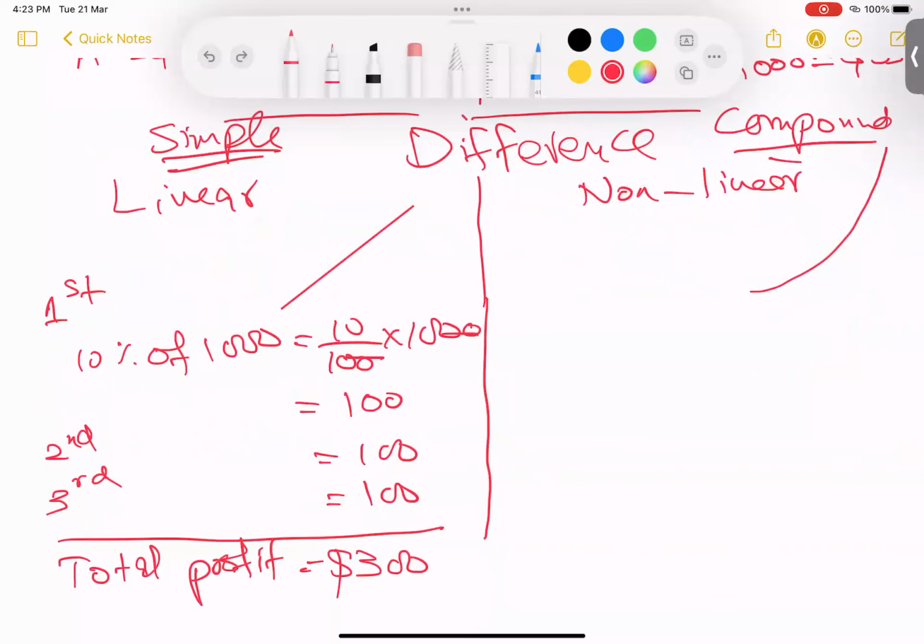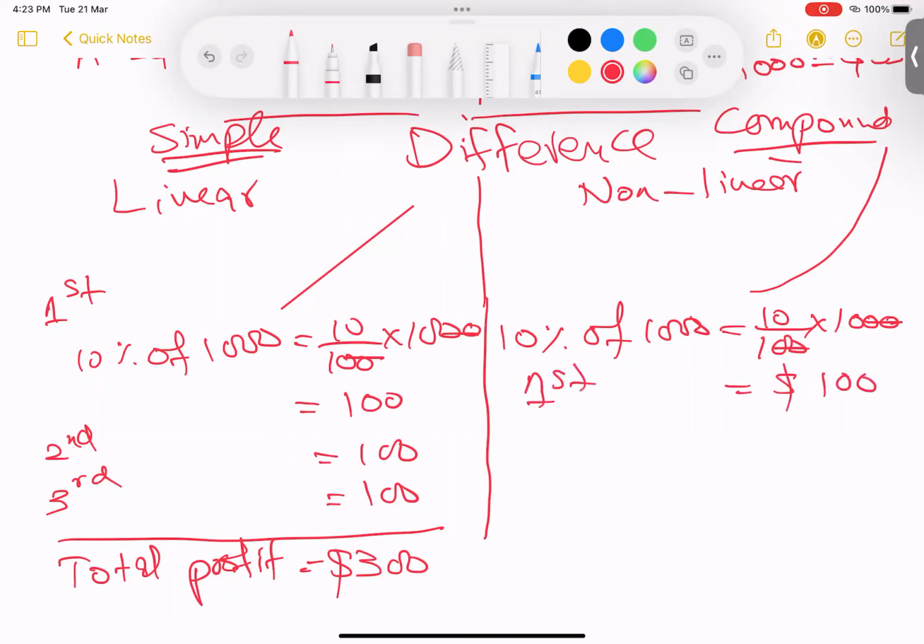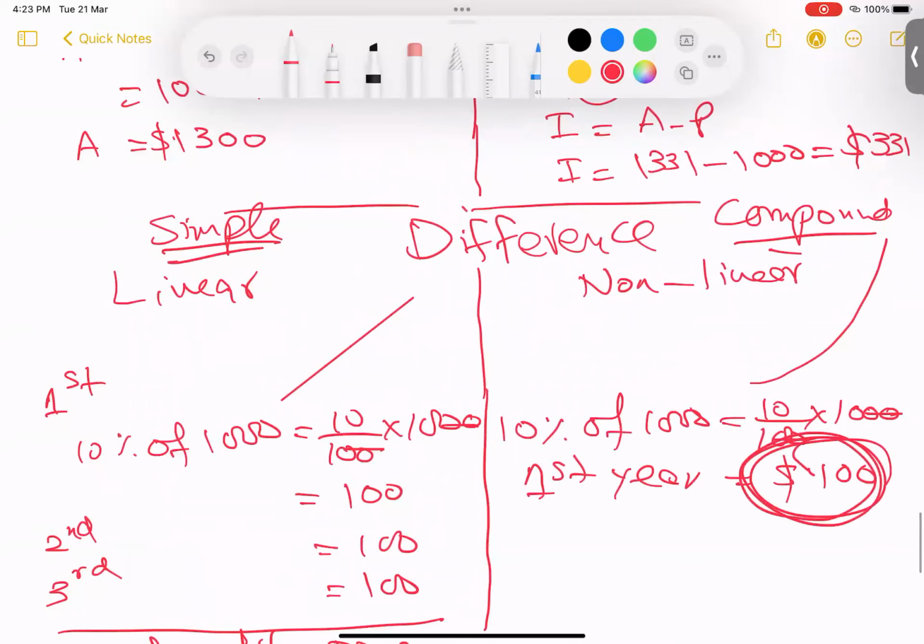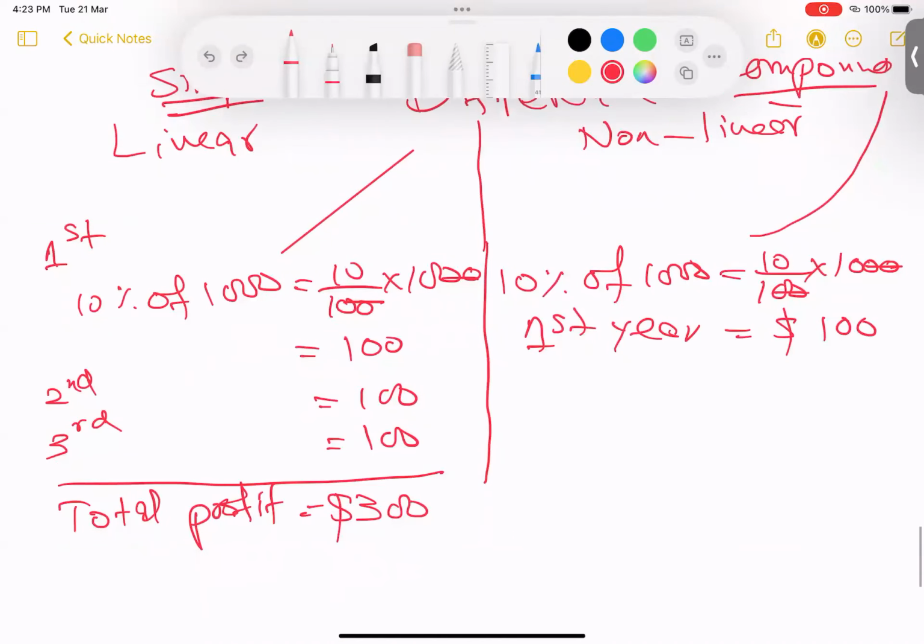It's not the same. Actually, in compound interest, what happened? 10% of 1,000 is becoming what? Let's see. It becomes 10 out of 100 times 1,000. Two zeros cancel. I got first year profit is 100. But for the second year, not that. In the second year, your profit and your money, they will add. I repeat, in simple interest, they will not add your profit to your money. They will find each year the same ratio and they add them.